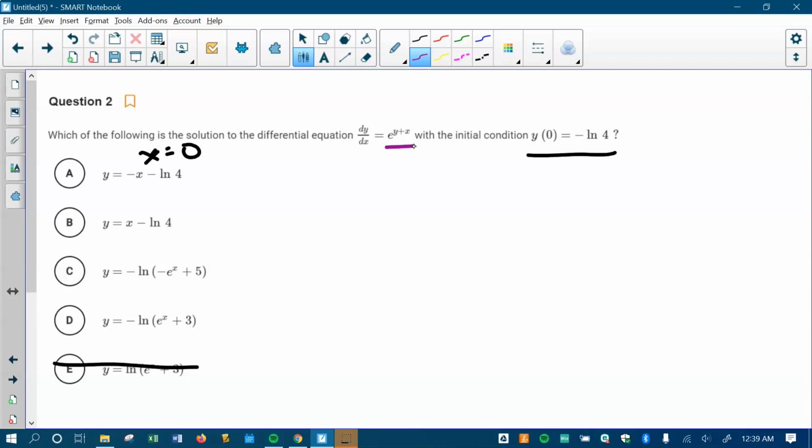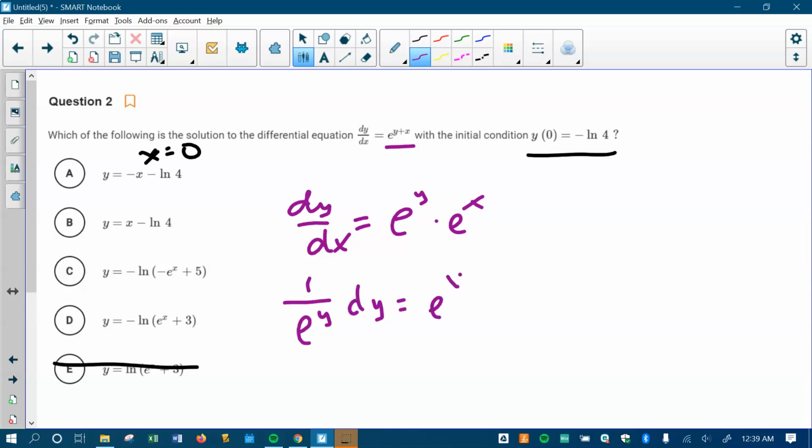Okay, well, let's go ahead and separate and integrate. Let's rewrite that right side. It's e to the y times e to the x. And then let's go ahead and separate the variables. So we have 1 over e to the y dy equals e to the x dx. And now let's go ahead and integrate these bad boys.